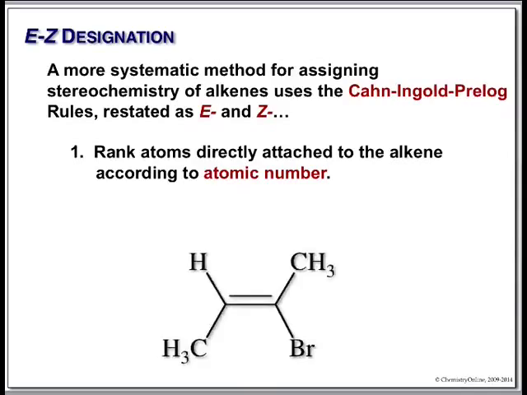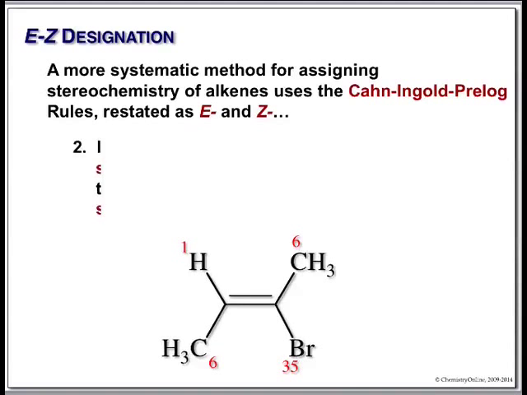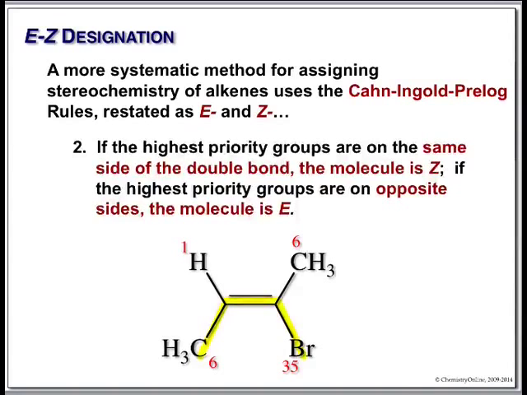Look at each of our alkene carbons, do atomic numbers for what's attached. Let's see, 1, 6, 6, and 35. On this carbon, what's highest priority? The carbon. On this one, highest priority is the bromine. These are on the same side. This is Z stereochemistry.